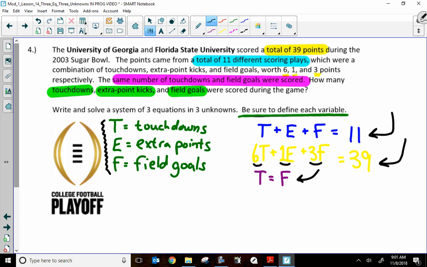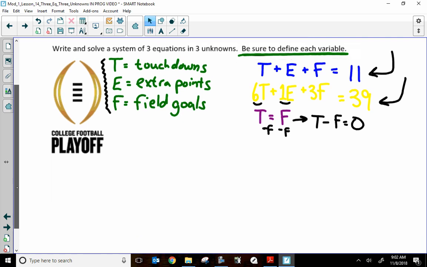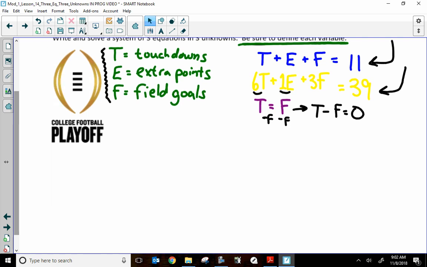The first thing I'm going to do is take this last equation and rewrite it. I'm going to subtract F from both sides, okay? And that's going to give me T minus F equals 0, okay? Because I like to have my number on one side and all my variables on the other. And I'm going to do this the same way I've done every other problem. I'm going to get rid of one variable in all these equations so that I have 2 variables left with 2 equations.